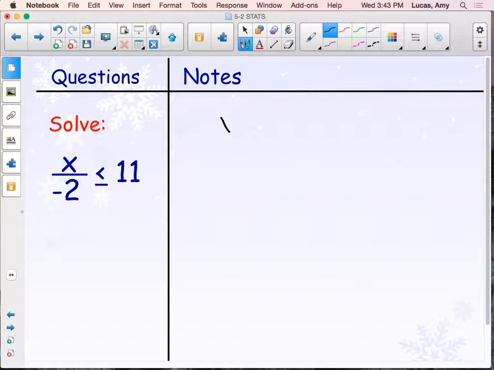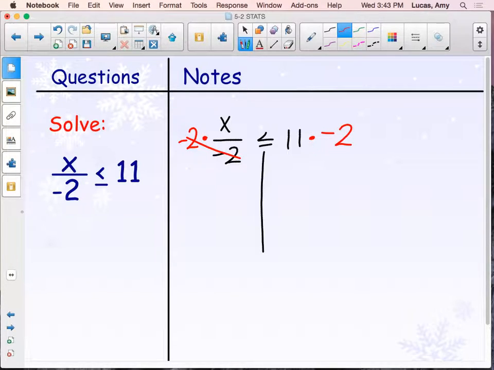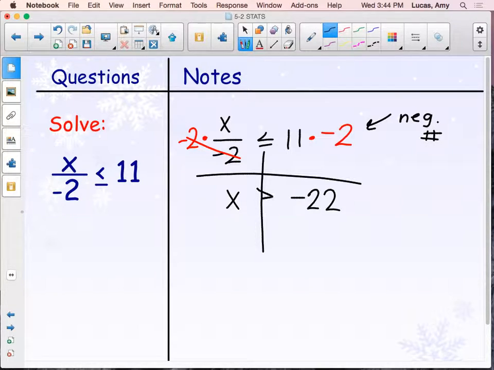The next example looks like a fraction. That means that our variable has been divided by negative 2. The inverse of dividing is multiplying, so I multiply by negative 2. Because I'm multiplying by a negative number in my action step, I flip my symbol. So x is greater than or equal to negative 22.